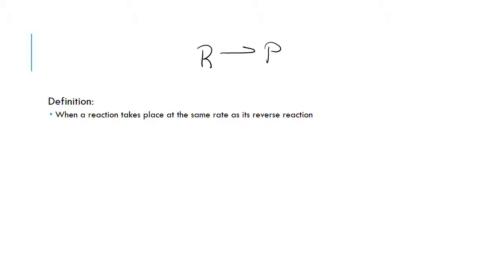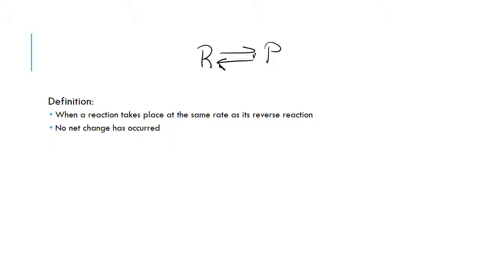The definition of equilibrium is when a reaction takes place at the same rate as its reverse reaction. So we have a forward reaction and we have a reverse reaction. And so these are the reactions in which you will see a double arrow between your reactants and your products. So depending, it could go either way.